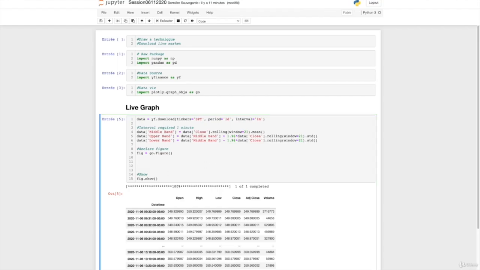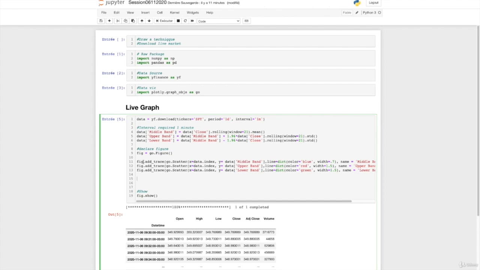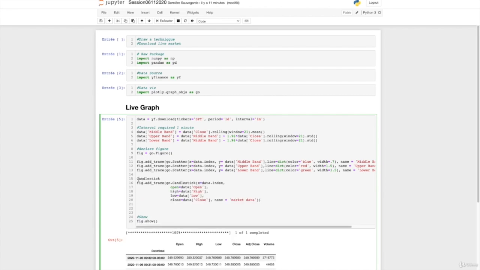Okay, let's trace our 3 bands, the middle band, the upper band, and the lower band. You can just copy and paste the code from the video on Bollinger Band strategy. We are going to draw our candlestick, same, but from the video on candlestick. I'm just copying and pasting the code that you can find. You're going to have the Jupyter notebook attached to it, and you're going to be able to use it if you're interested.